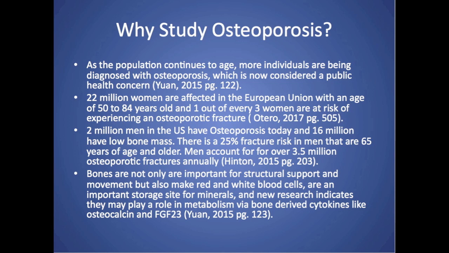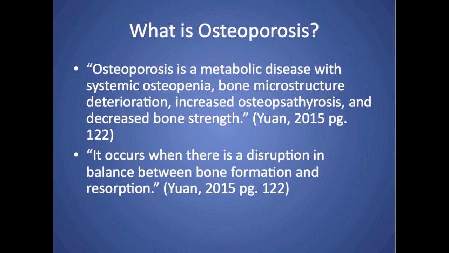22 million women are affected in the European Union, and 1 out of every 3 women are at risk of experiencing an osteoporotic fracture. 2 million men in the US have osteoporosis today, and men account for over 3.5 million osteoporotic fractures annually. Bones are not only important for structural support and movement, but also make red and white blood cells. They are important storage sites for minerals, and new research indicates they may play a role in metabolism. As you can see, osteoporosis affects many people, but what is it?